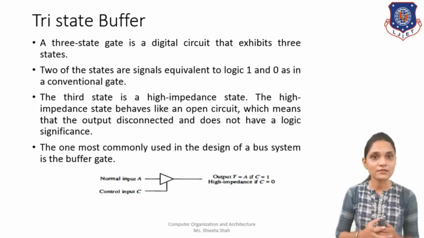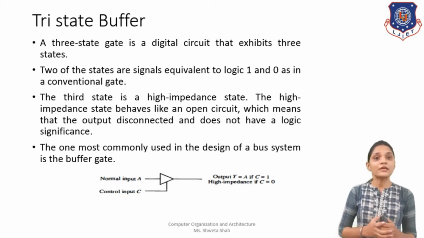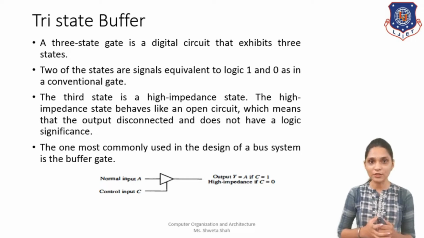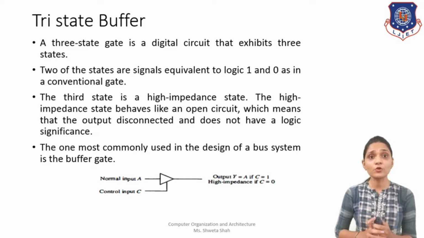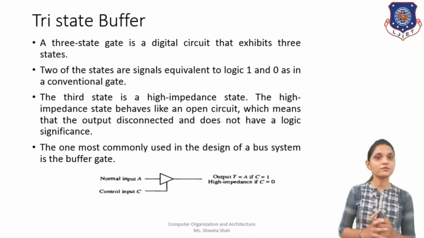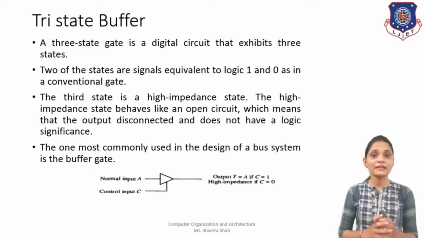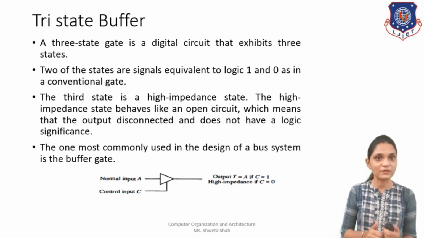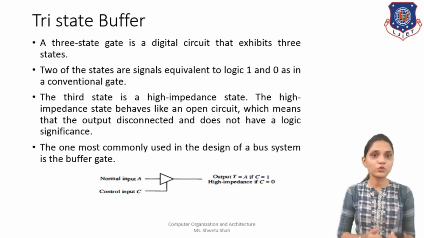Here is the circuit diagram for a buffer gate. Here we have a total of two inputs. One is a normal input, another is a control input, and one output, that is output Y. This output Y is equal to normal input A if and only if your control input is activated. If your system is using active high signals, that means your control should be 1. If you have provided 1 at the control input, then and only then your input is going to be passed to the output. That means your Y is equal to A.